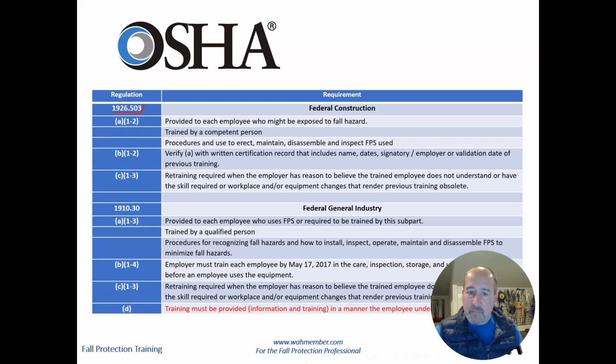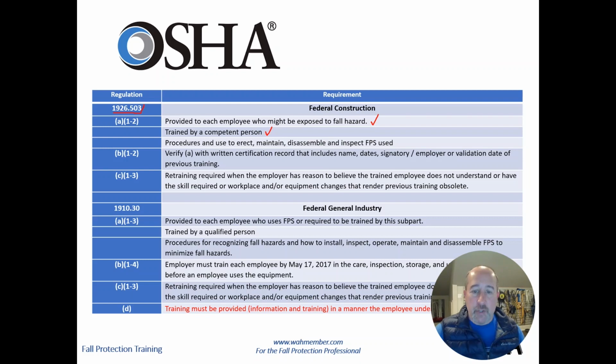1926.503(a) requires that fall protection training is provided to each employee who might be exposed to a fall hazard. Makes perfect sense. They're trained by a competent person. So whoever's conducting the training has to have the ability to train. Okay, so some adult education elements, or at least some knowledge of the topic, and the authority. We know that the competent person definition is ability and authority. The scope of work is training. So that competent person delivering training has to have the ability to train and the authority.